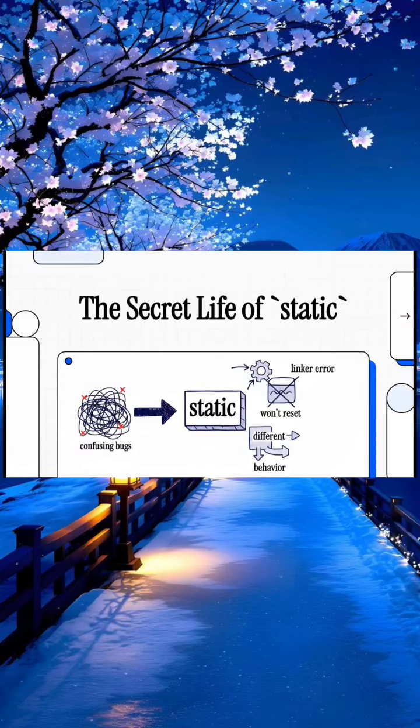You know, in C++, it's kind of funny how some of the most confusing bugs, I'm talking about those mysterious linker errors or variables that just refuse to reset, they all seem to trace back to this one simple-looking keyword, static. But don't let its size fool you. Its behavior changes completely depending on where you put it. So today, let's pull this keyword apart and really see what makes it tick.